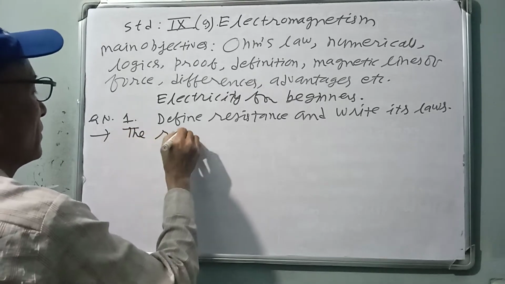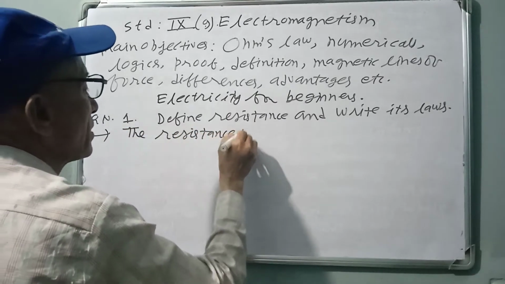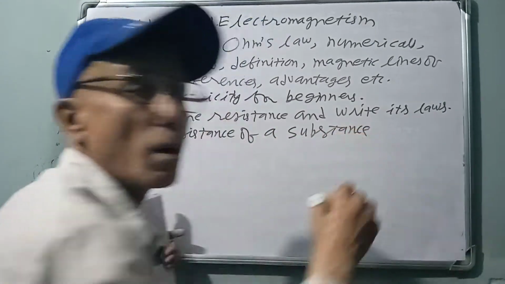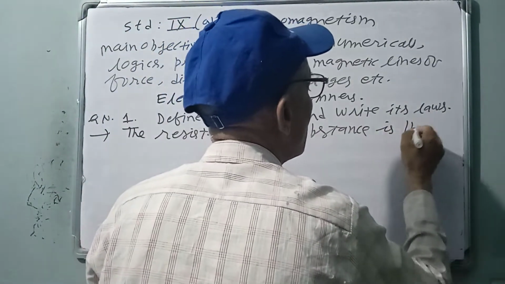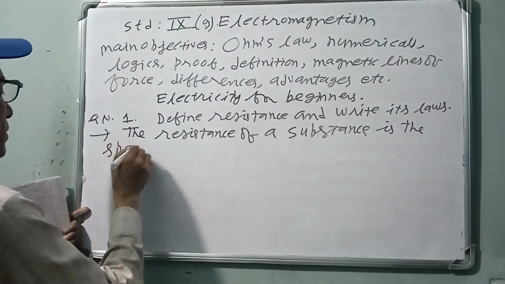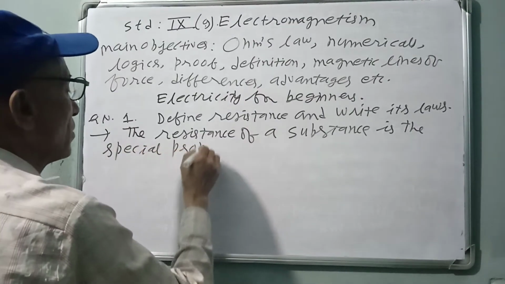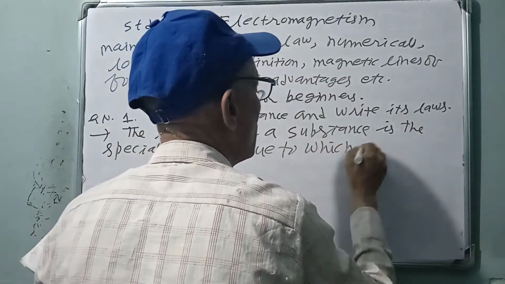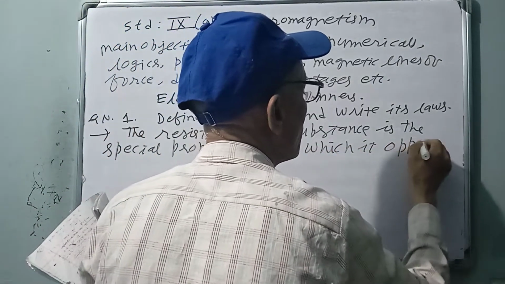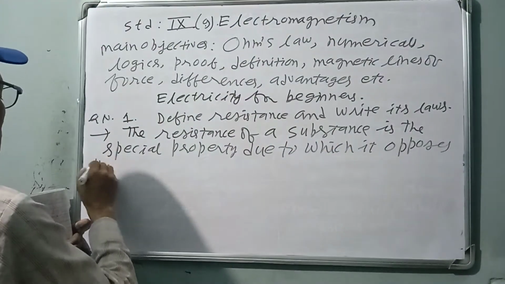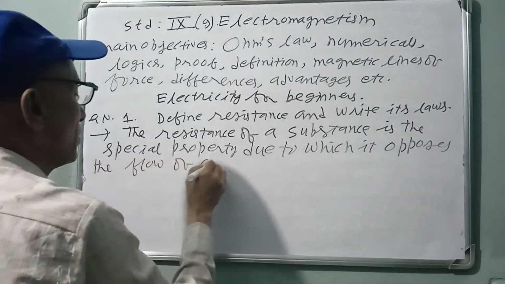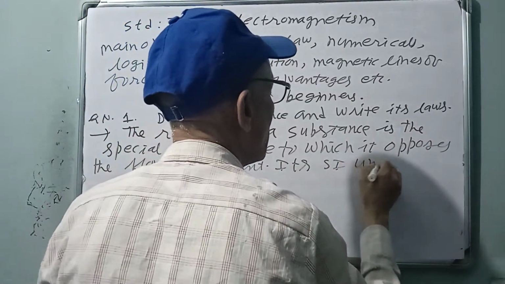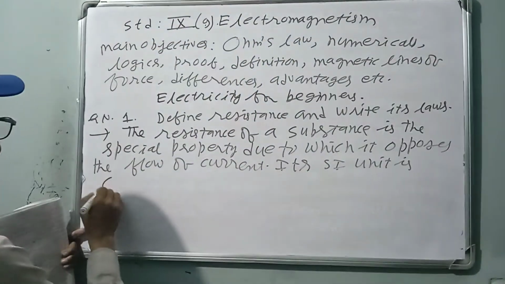The resistance of a substance, the substance is generally a conductor, is the special property due to which it opposes the flow of current. Its SI unit is ohm.